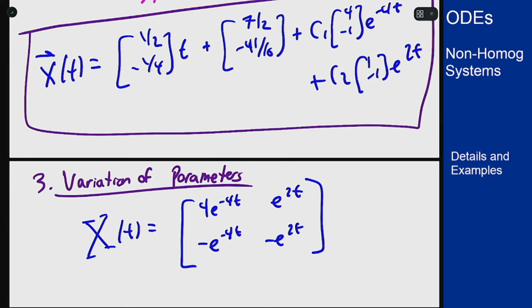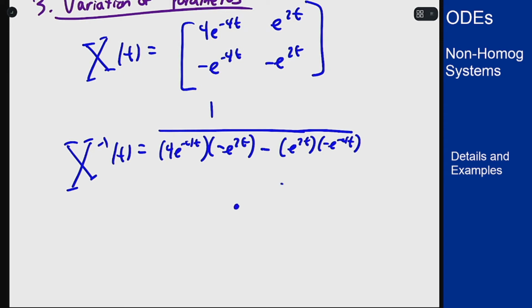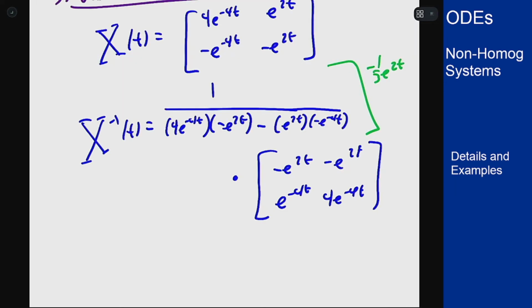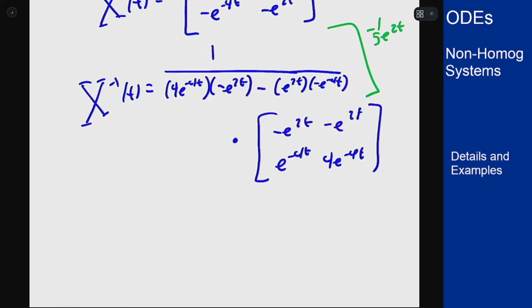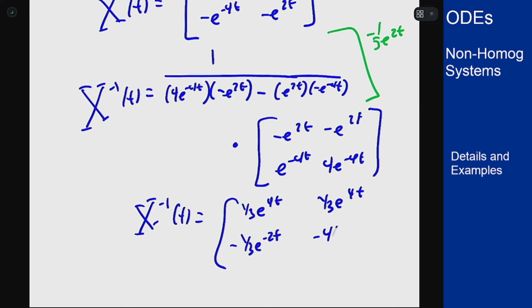I will need this inverse to work this out. So this inverse is 1 over the determinant, and then times swapping the diagonal entries, and then putting a negative sign on the off-diagonal ones. Now this expression here is a minus 4 e to the minus 2t on the bottom, plus e to the minus 2t. So it's going to be a negative 1/3 e to the 2t because it's a minus 2t on the bottom. So pushing that through the entire matrix gives the actual inverse here: a 1/3 e to the 4t, a 1/3 e to the 4t, a minus 1/3 e to the minus 2t, negative 4/3 e to the minus 2t.